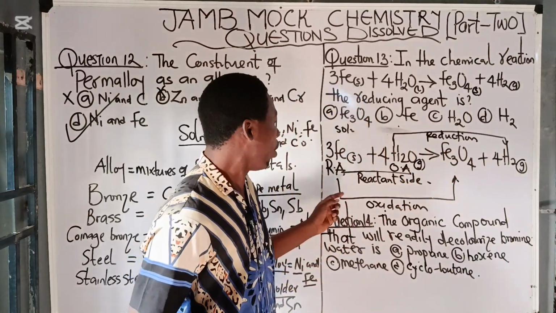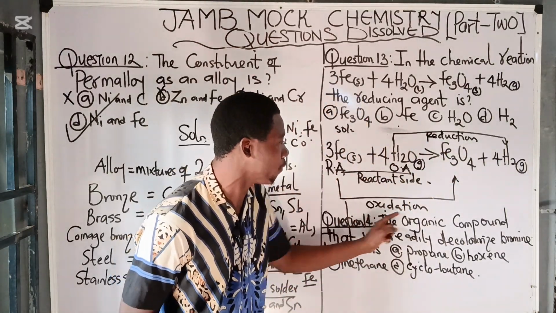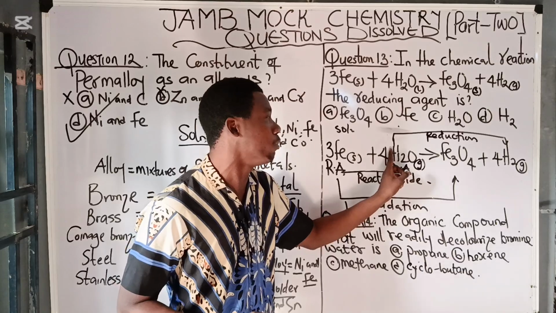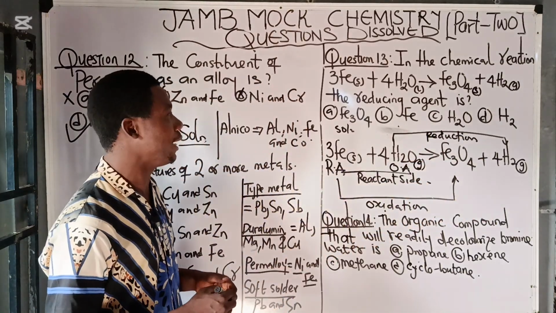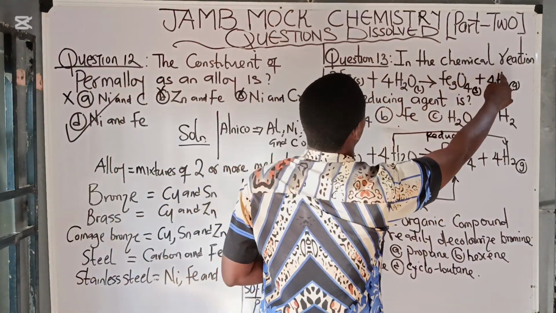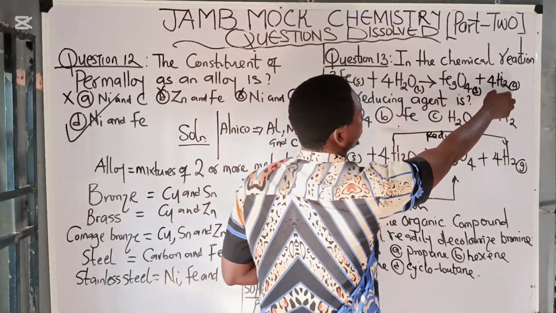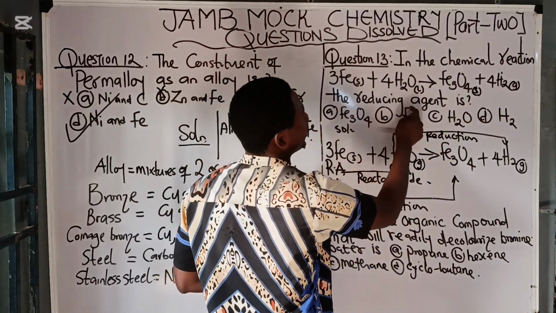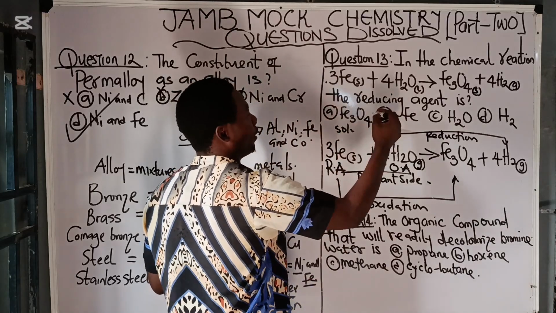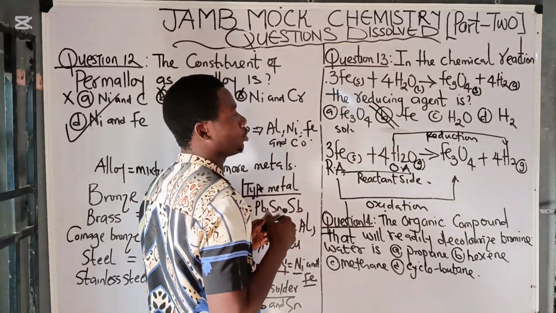I repeat again. Oxidation is the addition of oxygen, while reduction is the removal of what? Oxygen. Do you understand? So they said in the chemical reaction, iron reacting with steam to give us diiron 3 oxide plus hydrogen. The reducing agent is what? The reducing agent is your iron, which is your B. So take note of that.